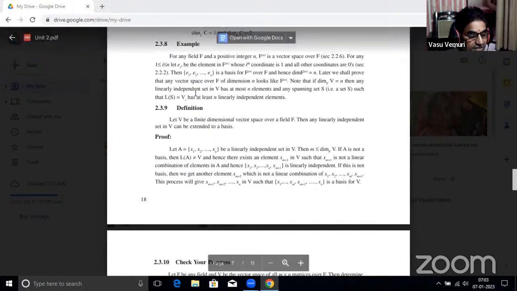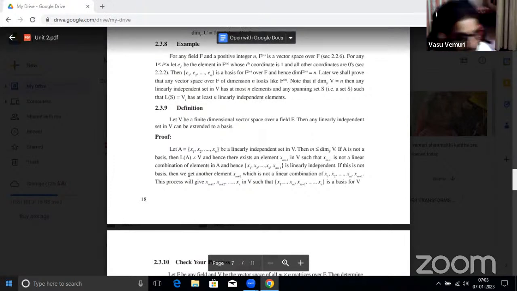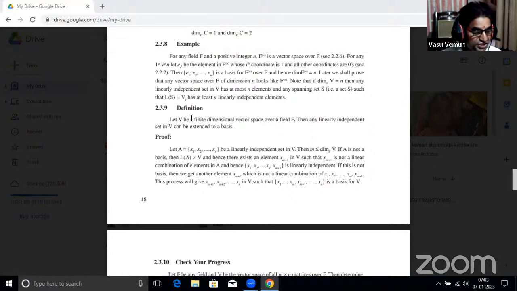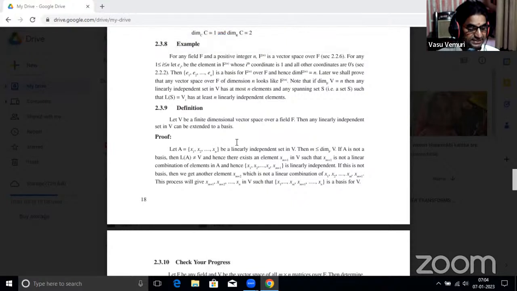See this one. Any linearly independent set in V has at most n elements, and any spanning set, such that L of S equals V, has n linearly independent elements. This is an important theorem, not a definition. Please note down, 2.3.9, very, very important in the final examination. Let capital V be a finite dimensional vector space over the field capital F. Any linearly independent set in capital V can be extended to a basis.